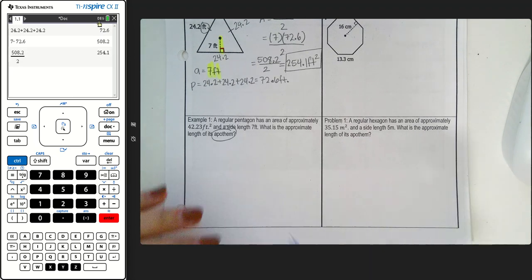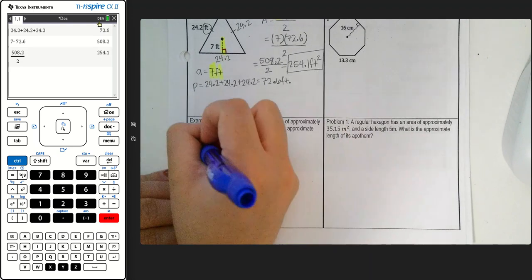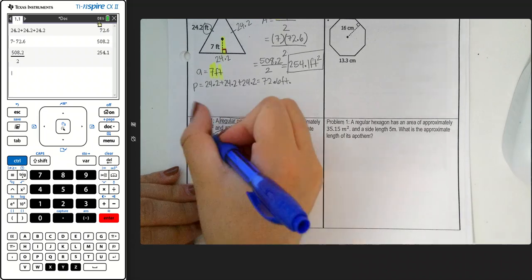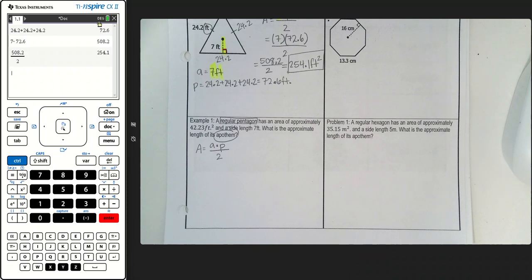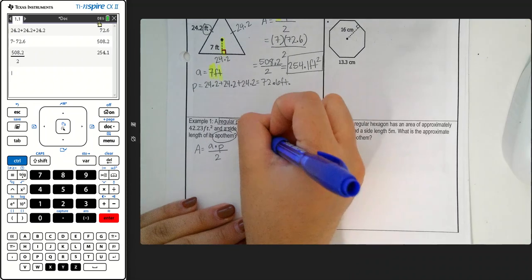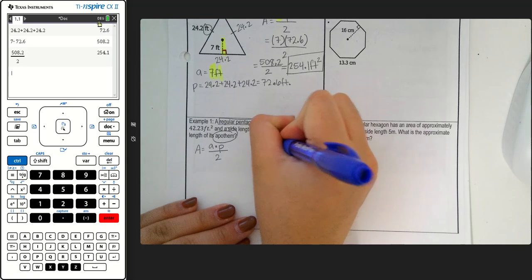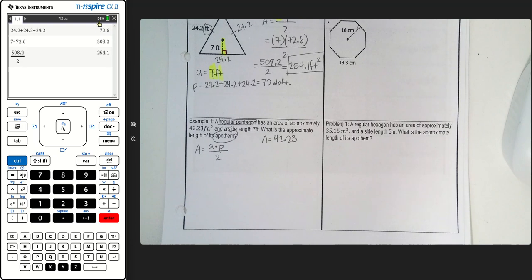So since they're giving you the area of a regular polygon, you need to use this formula. A equals apothem times the perimeter, and all that divided by 2. And we're going to plug in the values that we know. We know that this regular pentagon has an area of 42.23. So that's the value of A because A represents the area.